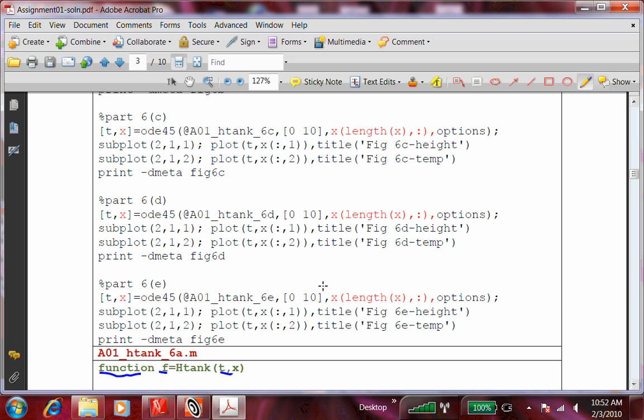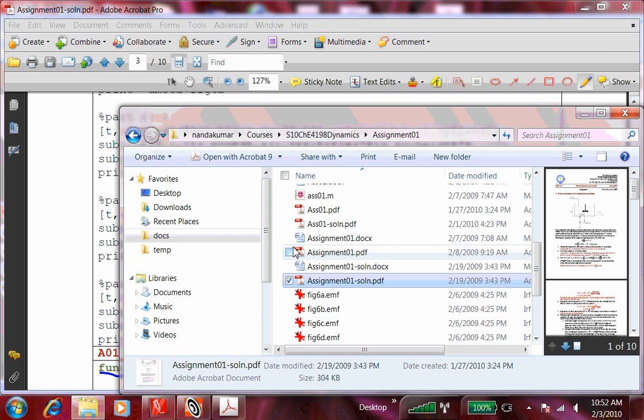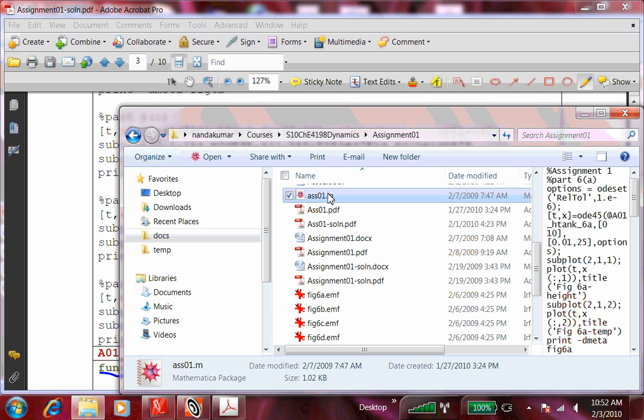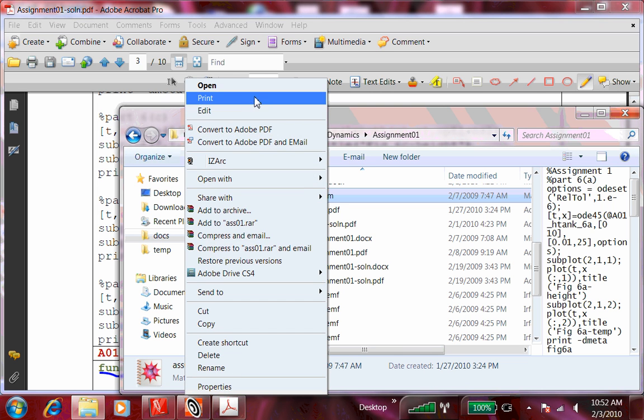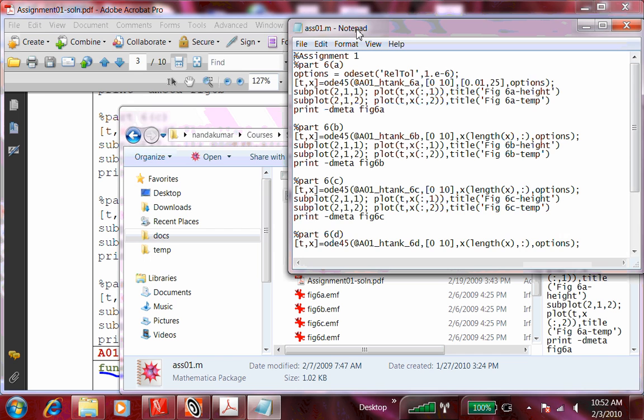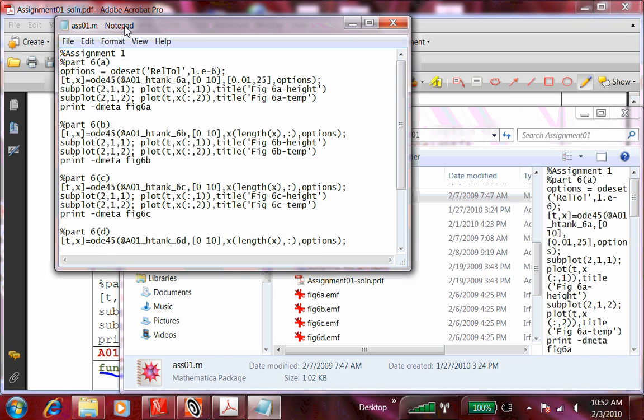Well, these functions are stored in your directory. So in my case, I'll show you where they are. I have a folder called assignment 1. In the folder, I have ass01.m. That's an M file. Again, I'm not going to be able to run it under MATLAB, but maybe let me just edit it. There it is. So in a MATLAB session, all I have to do is start MATLAB and then type ass01. Then it will go into this file, execute all these commands, and generate all the graphs.